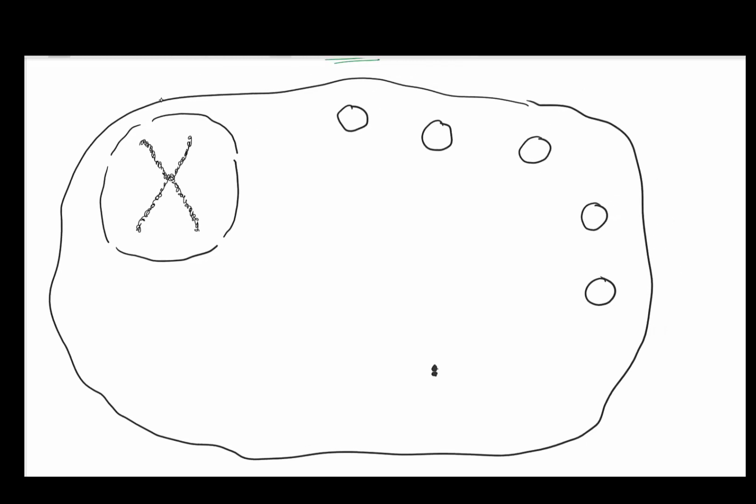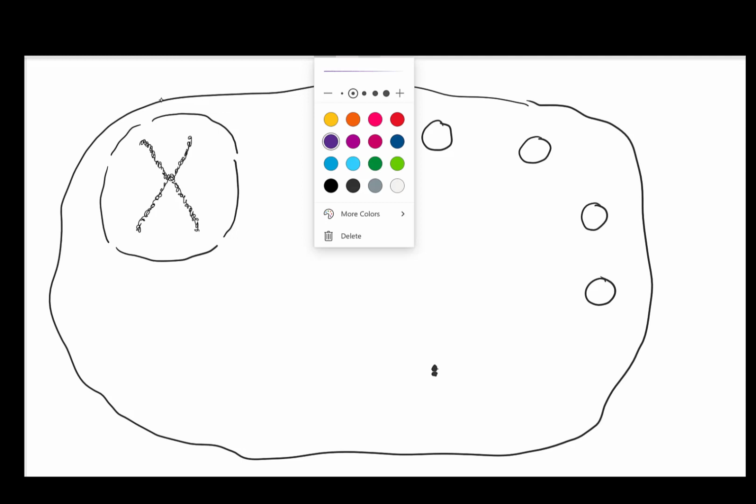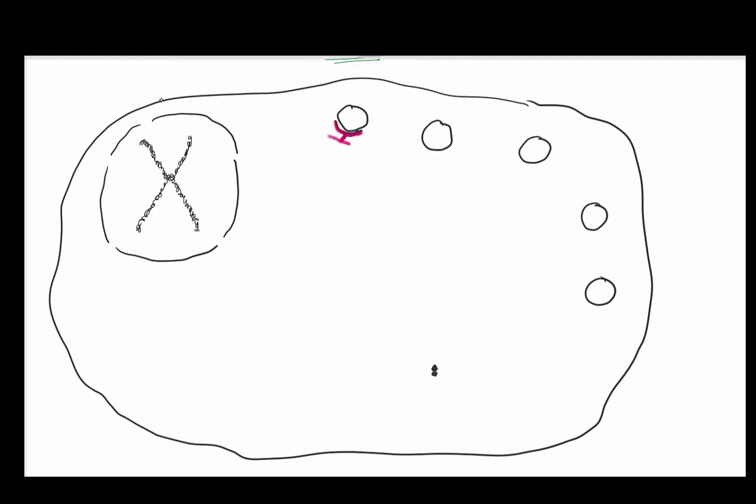Let's explore this a little further. So I'm just going to draw up a diagram here of a cell with a nucleus, got a chromosome, and we're going to draw the building blocks and organelles necessary to make a protein from a piece of DNA.